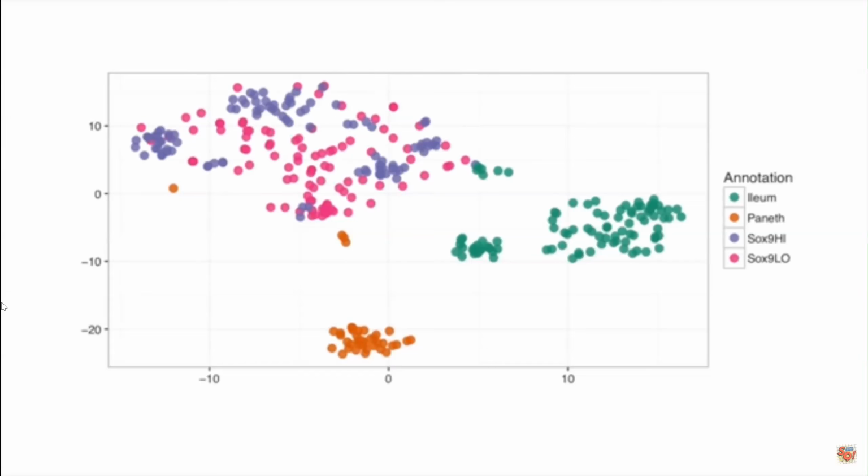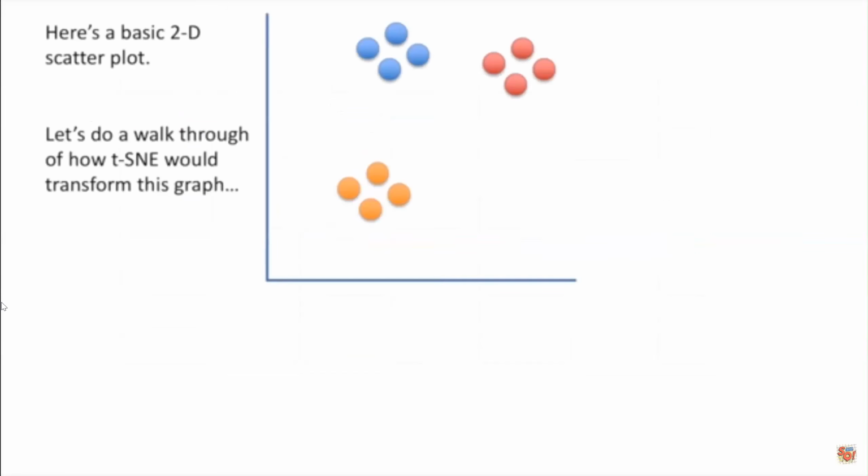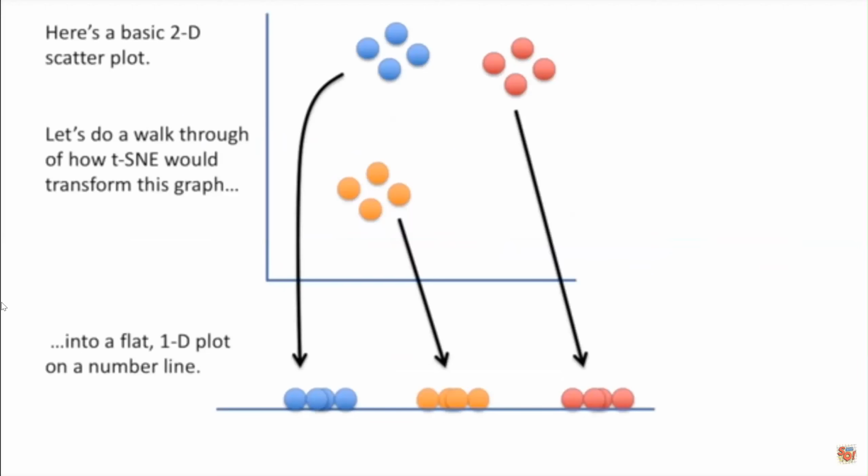If you're not familiar with those terms of taking a high-dimensional data set and reducing it to a low-dimensional graph, you might want to watch the StatQuest for PCA because I explain what that means in that video. Here's a basic 2D scatter plot. Let's do a walkthrough of how t-SNE would transform this graph into a flat, one-dimensional plot on a number line.